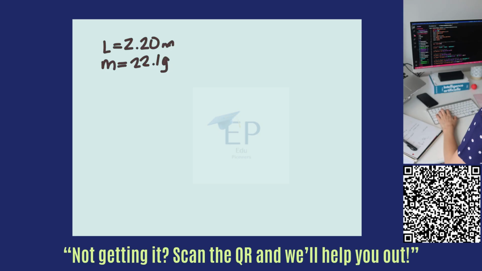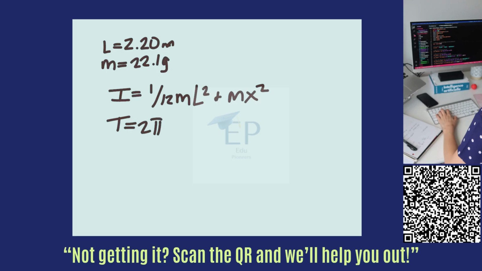Well, according to the parallel axis theorem, we can find the rotational inertia when it's pivoted at distance d from the center, or in this case x from the center, as inertia equals 1/12 the mass times L squared plus the mass times the distance squared. We also have the equation that the period equals 2 pi times the square root of inertia divided by mass times gravity times our distance.